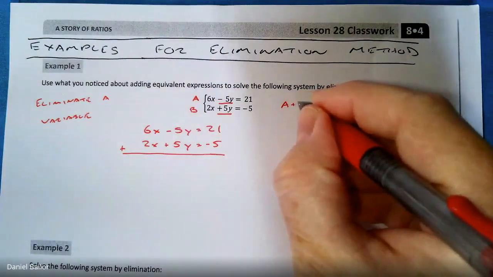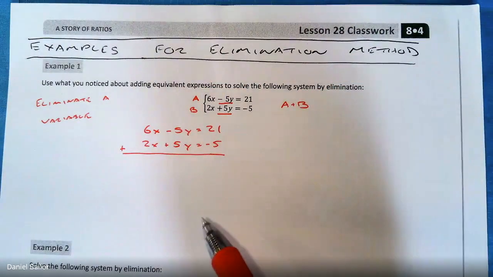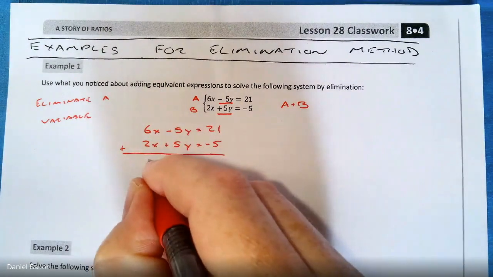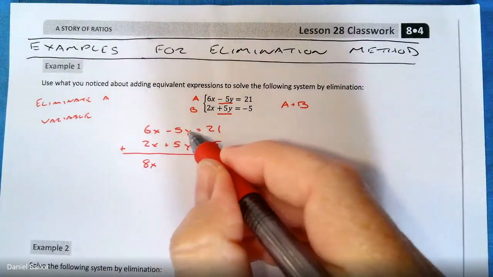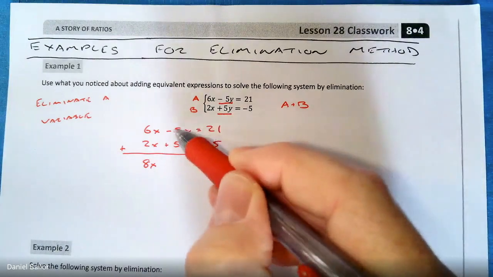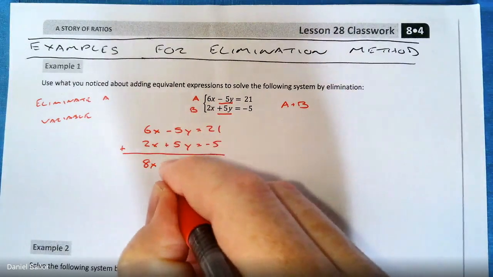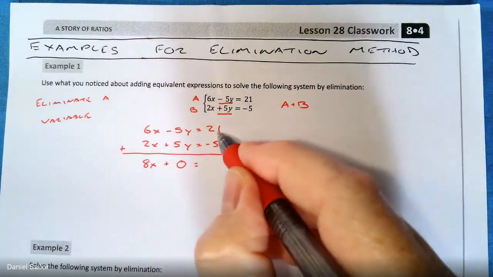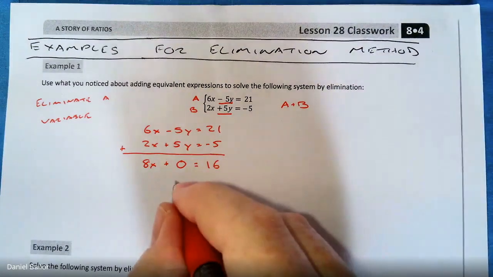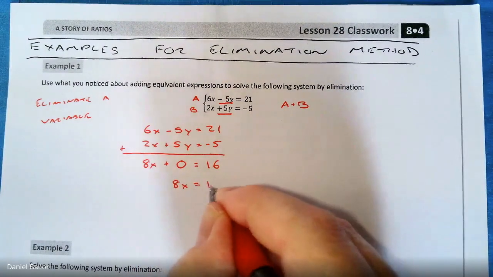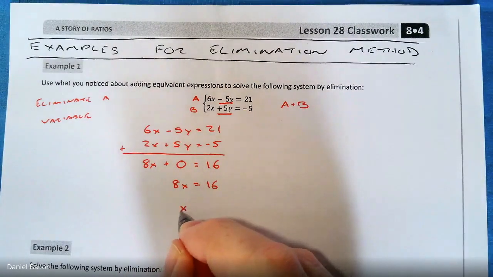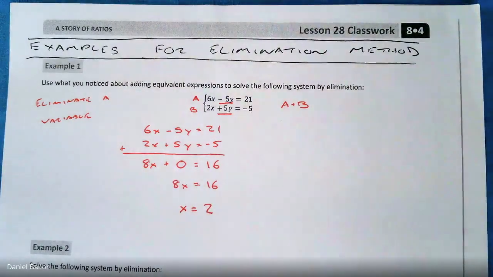So we do A plus B. We add them together. Well, 6x plus 2x is 8x. And like we said, negative 5y and 5y are opposites. So this negative 5y and 5y turn into 0. And 21 and negative 5 turn into 16. So I get 8x equals 16. The division property of equality, dividing by 8, tells me that x equals 2.